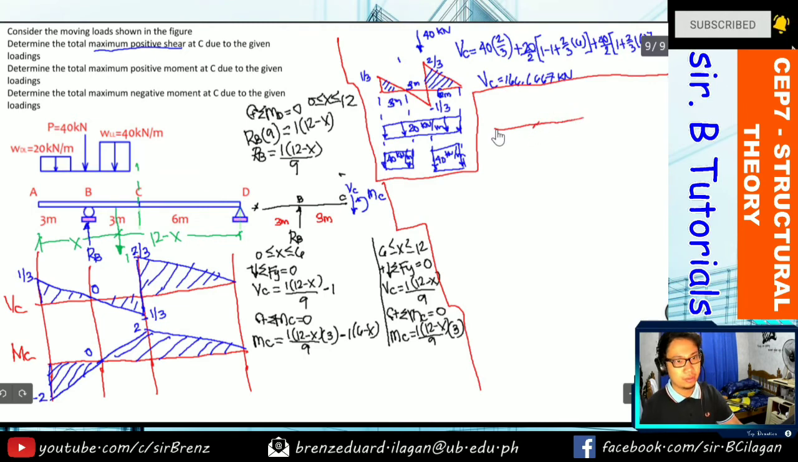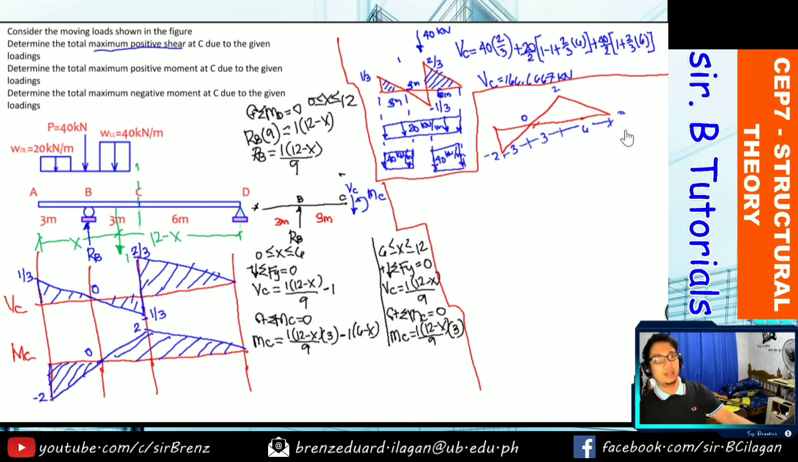Ayan. So, pababa dito negative. Taas dito. Ayan. So, sulat lang natin yung mga values. So, this is negative 2. So, this is 0. This is 2. And then this is 0. So, this distance is 3. Is 3. The remaining is equals to 6.